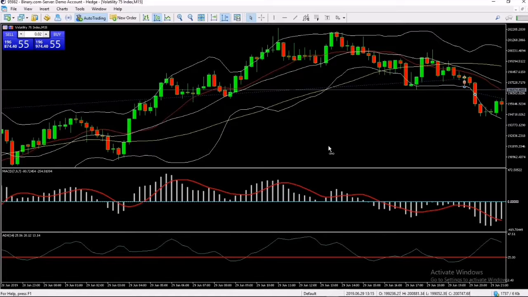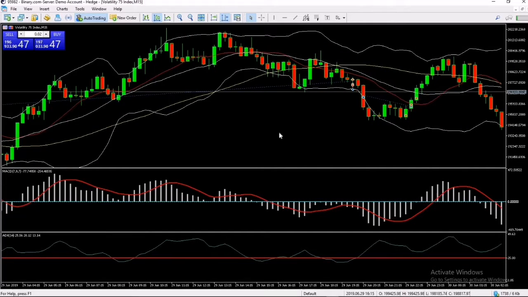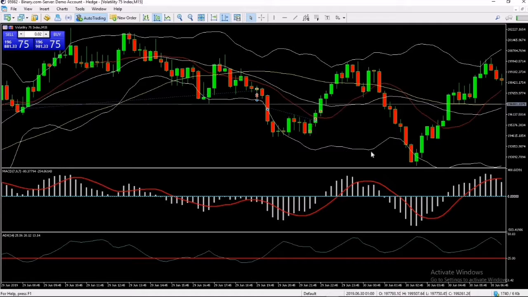So this strategy is really simple. You just have to look for breakouts, either an upward breakout and you trade a buy, or you look for a lower breakout and you trade a sell. It's as simple as that. Let's look at this.